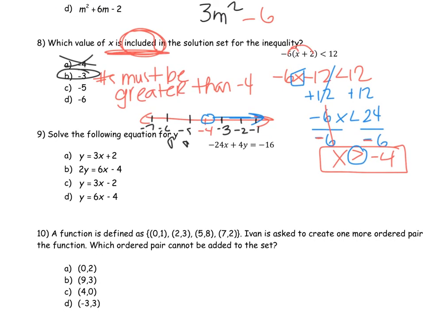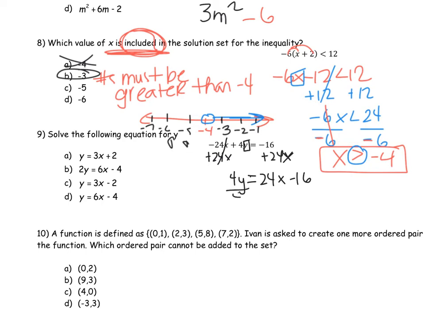Okay, solve the following equation for y. We want to get the y by itself. So we're going to first add the 24x. Don't try to separate the 4 and the y. Remember, they're married. You don't touch them yet. So this is 4y is equal to 24x minus 16.